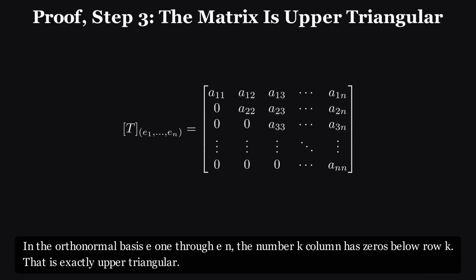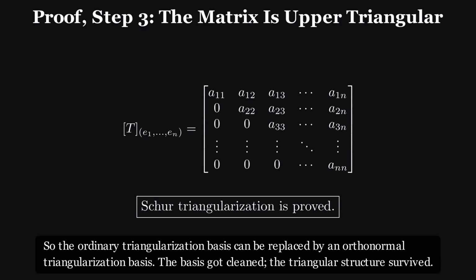In the orthonormal basis E1 through En, the k-th column has zeros below row k. That is exactly upper triangular. So the ordinary triangularization basis can be replaced by an orthonormal triangularization basis. The basis got cleaned. The triangular structure survived.